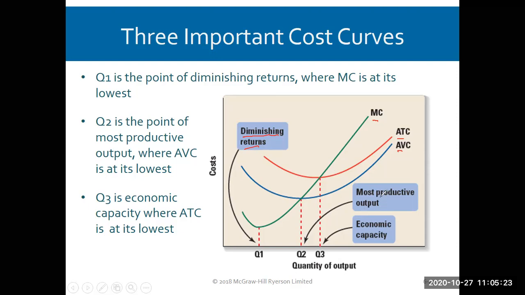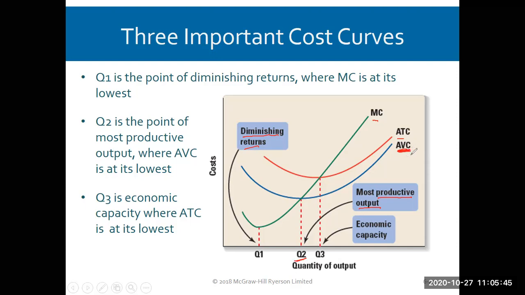Let's look at this one called most productive output. That's our highest average product or our lowest average variable cost. Remember, it's the variable costs that we worry about here. So we call that our highest average product, or our highest productivity, or our most productive output. That's Q2, and that's occurring at the lowest average variable cost.